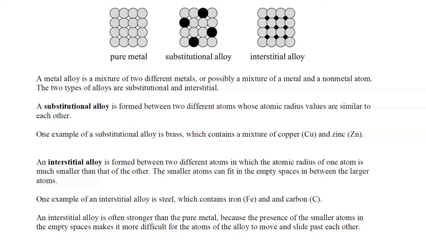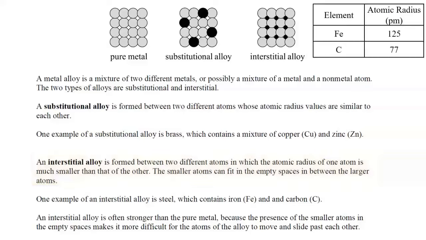Now, moving on to an interstitial alloy. This is formed between two different atoms in which the atomic radius of one atom is much smaller than that of the other. So now what happens is that the smaller atoms can fit in the empty spaces in between the larger atoms. And so one example of an interstitial alloy is steel, which contains iron and carbon. So looking at this diagram, you can see that the black atoms represent carbon, which has a smaller atomic radius than the gray atoms, which represent iron.